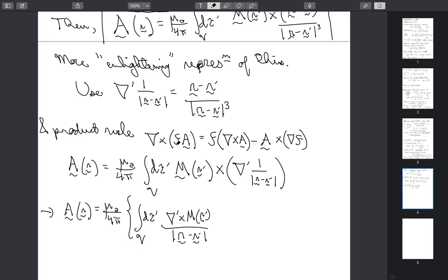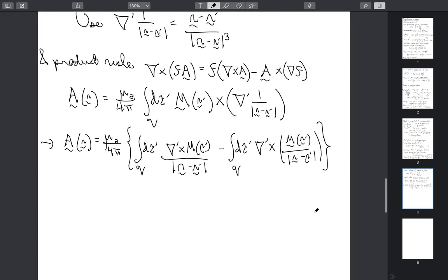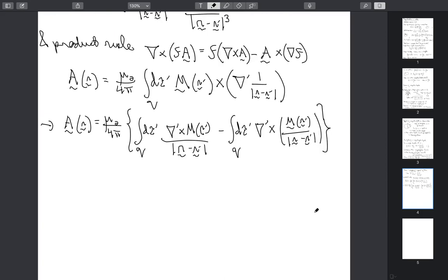And then the second term is that I just bring this one to the other side. So I get the integral over my volume, d tau prime, of the curl of the product of f and A. So in our case, it's just M at r prime divided by r minus r prime, and then close the big curly braces. Okay, so once again, this is just a pure identity. We haven't made any approximations here.